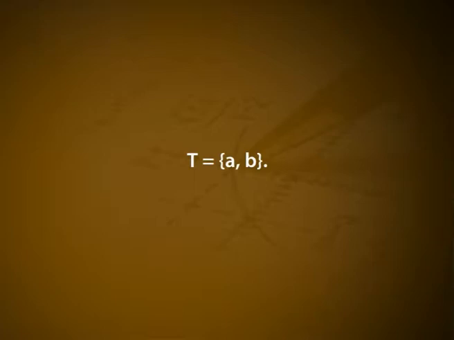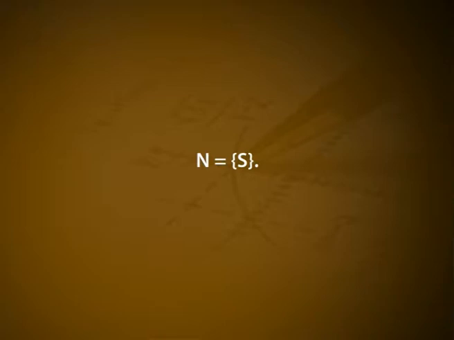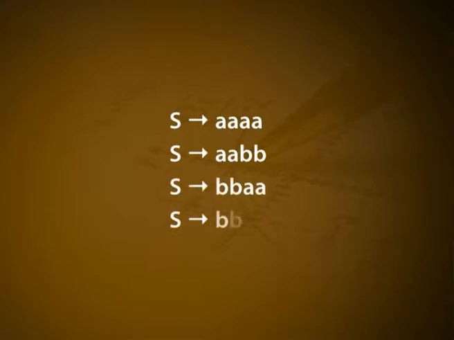The set of terminals can be taken as T = {a, b}. The set of non-terminals is N = {S}. The set of productions can be taken as S → a, S → abb, S → bba, S → bbbb.